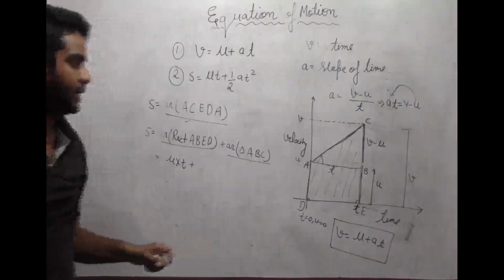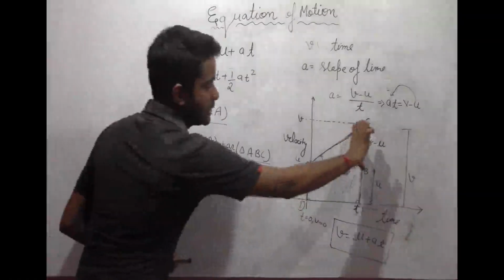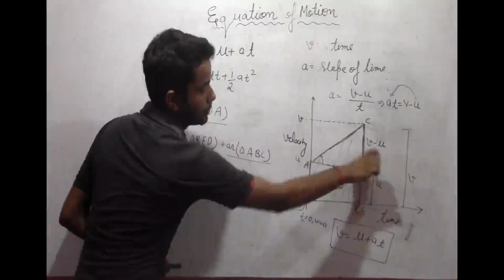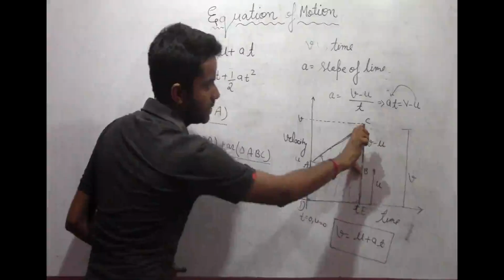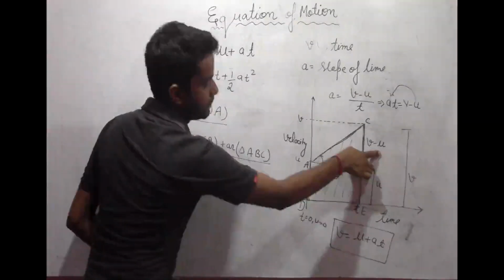How can you calculate the area of the triangle? Half times base into height. What is your height? This is your height: v minus u. In this triangle, the height is v minus u.